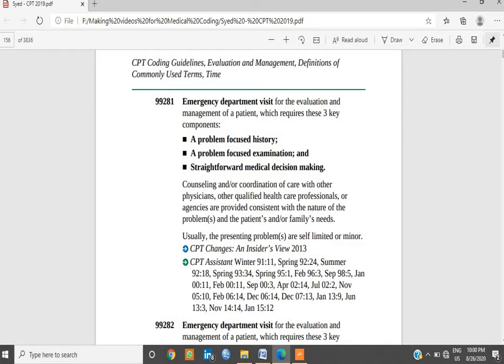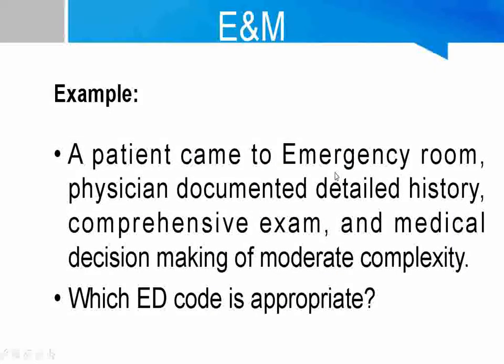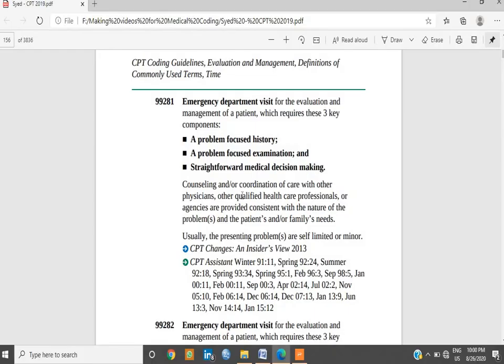Okay, here it is 99281, emergency department services, visits. In 99281 we have problem focused history, problem focused examination, and straightforward MDM. So what we have in the question here is detailed history, comprehensive exam, and moderate complexity.